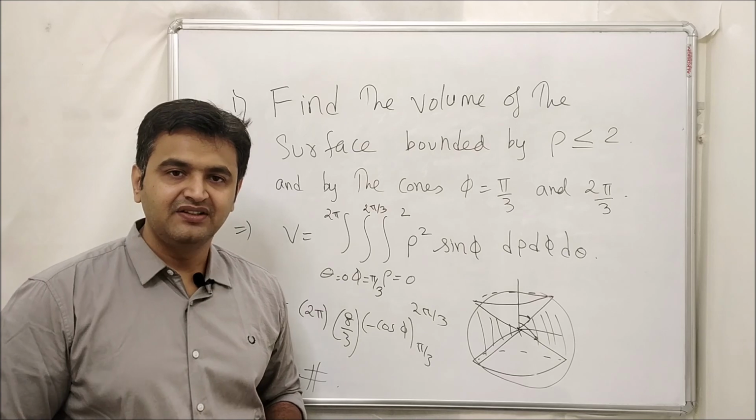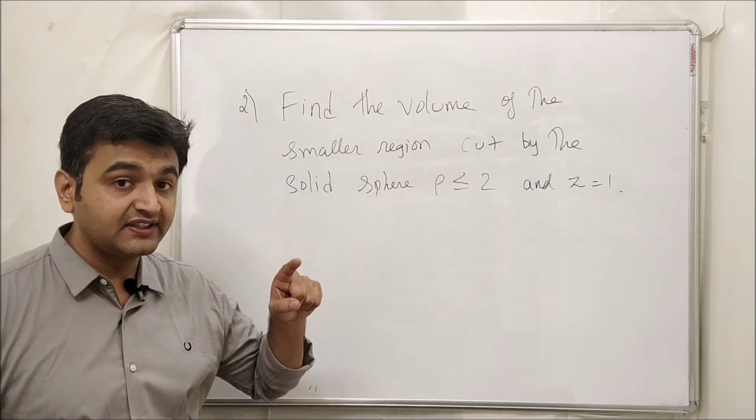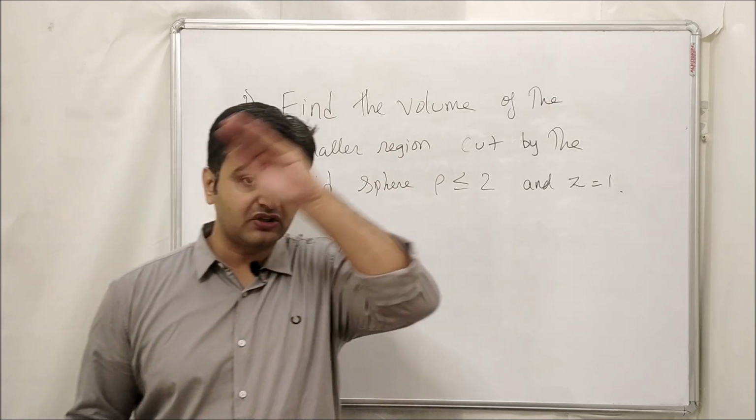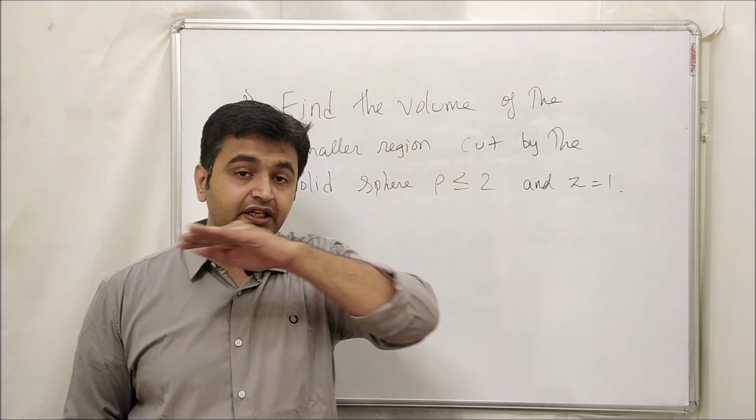Let's go for another example. Okay, so here is the second example. You need to find the volume of a smaller region. So you have a sphere of radius 2. So you have this solid football and you are cutting it with the z equal to 1 plane.